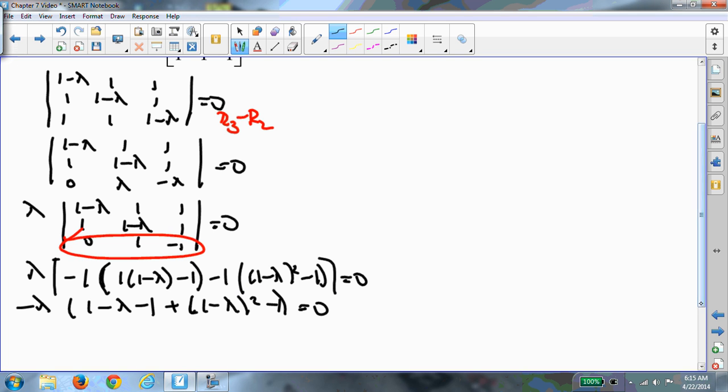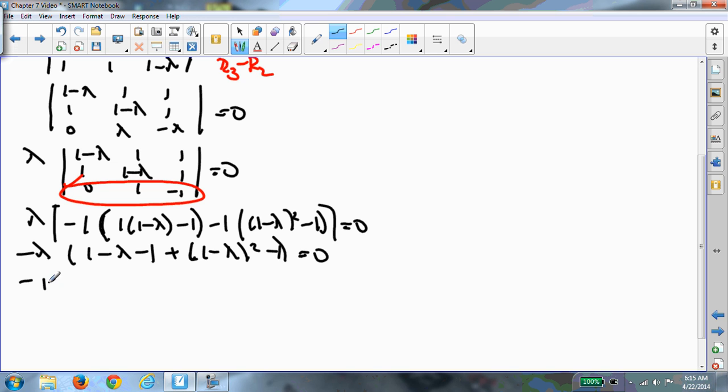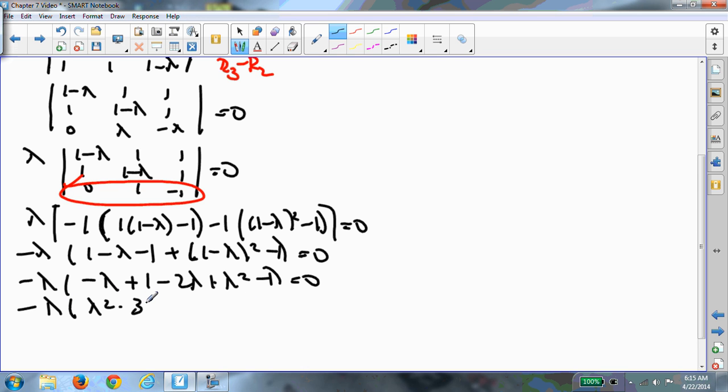I'm going to keep going with the algebra here. So negative lambda, plus 1 minus 2 lambda plus lambda squared minus 1. Negative lambda, lambda squared minus 3 lambda equals 0. Negative lambda, and then another lambda, and then lambda minus 3 equals 0. So my eigenvalues are lambda equals 0 and 3.